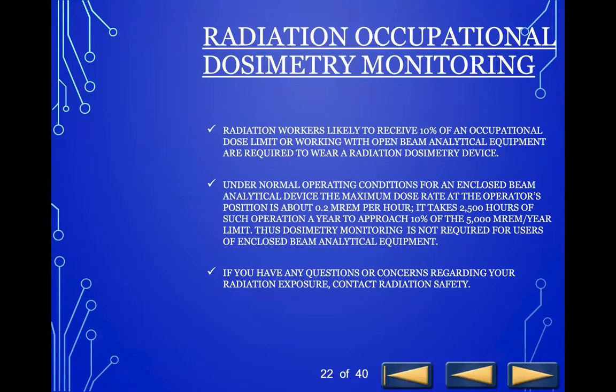Radiation occupational dosimetry monitoring. Radiation workers likely to receive 10% of an occupational dose limit or working with an open beam analytical equipment are required to wear a radiation dosimetry device. Under normal operating conditions for an enclosed beam analytical device, the maximum dose rate at the operator's position is about 0.2 millirem per hour. It takes 2,500 hours of such operation a year to approach 10% of the 5,000 millirem a year limit. Thus, dosimetry monitoring is not required for users of enclosed beam analytical equipment. If you have any questions or concerns regarding your radiation exposure, contact Radiation Safety.